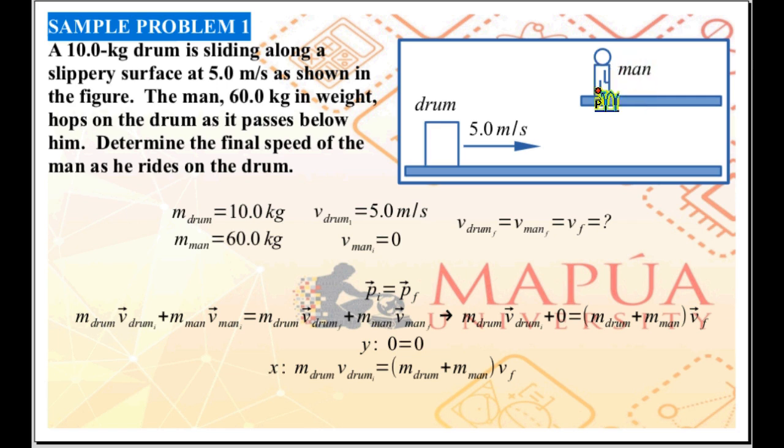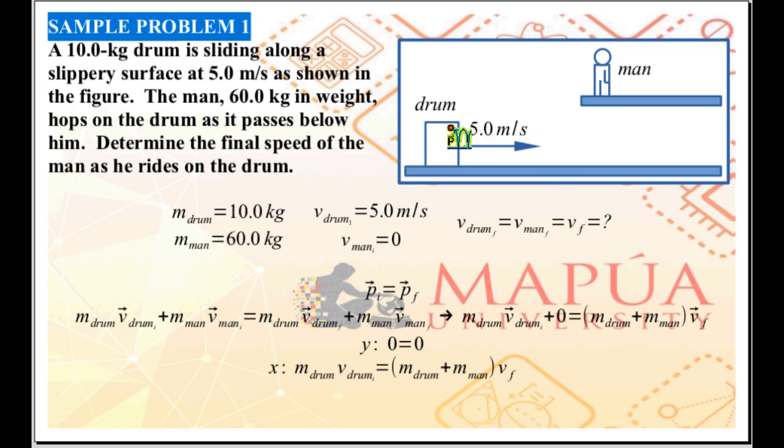Initially, the man is just standing on the ledge, so the initial speed of the man is 0. The man hops on the drum and rides the drum as it slides along. So the final speed of the man and the drum is the same. Let that be V final, and that's what the problem is asking for.